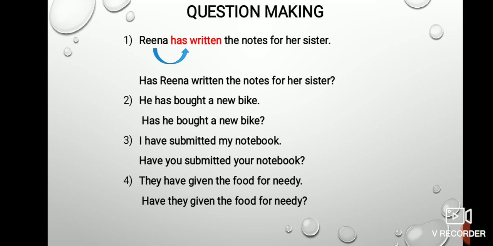Mostly we won't ask questions to ourselves, right? So only I have changed into you. Have you submitted your notebook? If you didn't submit your notebook, you yourself will not ask yourself the question, right? Only either a teacher or someone will ask you, have you submitted, likewise. So I have changed I into you. Have you submitted your notebook? Question mark. They have given the food for the needy. Have they given the food for the needy? Question mark. In that way you have to make questions. Nothing, take that have form verb and put it before the subject. First we have to use the have form verb, then the subject, and then the remaining part of the sentence. Question mark should compulsorily be there.